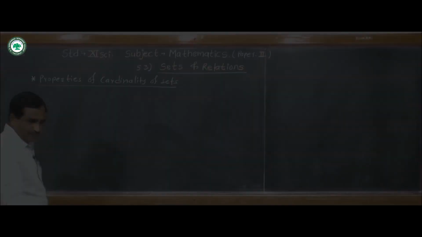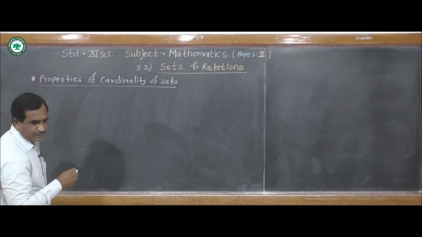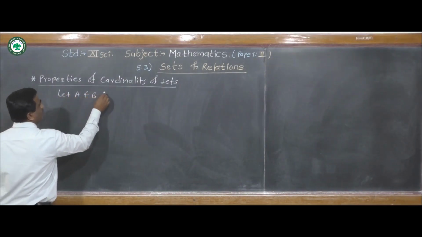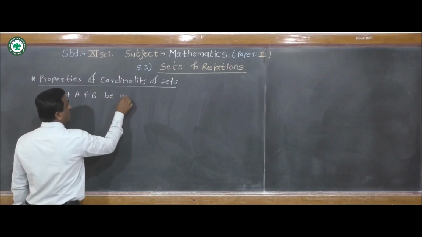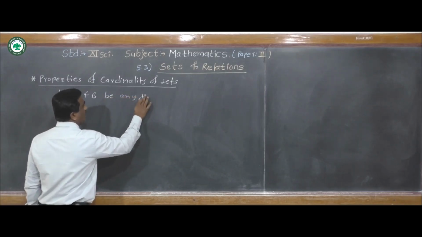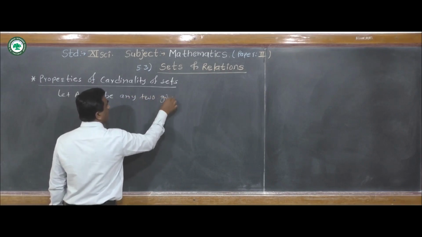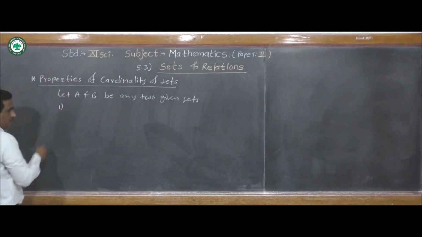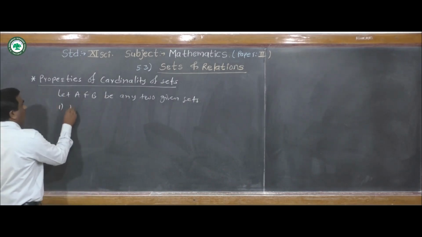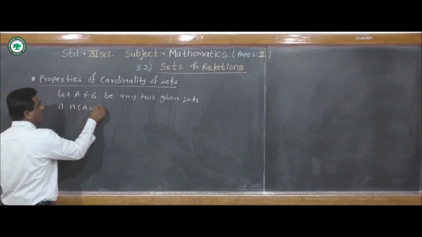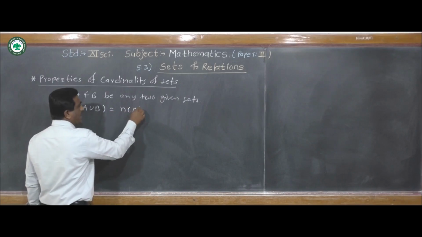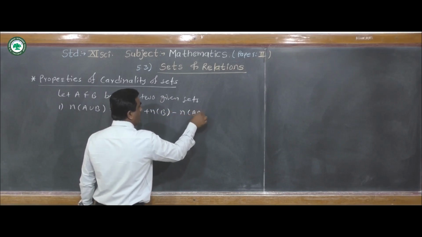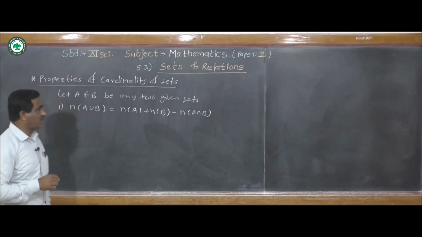First property is, let A and B be any two given sets. Then the first property is, n(A union B) is equal to n(A) plus n(B) minus n(A intersection B). Okay, this is the first property.